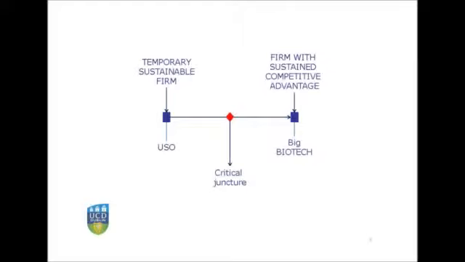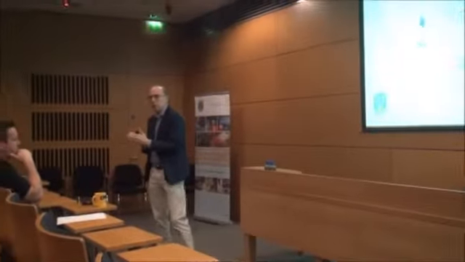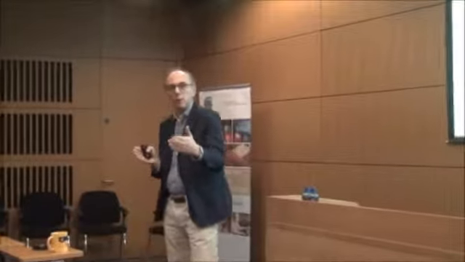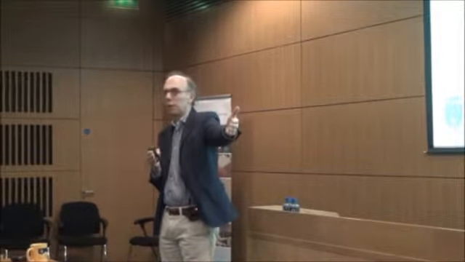Now I drew a horizontal line, and this is an oversimplification. I'm going to change this line in a minute, because it gives the impression that going from a sustainable firm with a temporary advantage to a firm which has a sustained competitive advantage is just a stepwise approach. You take one step and you take another step and still another step, and in the end you end up with a company which is, let's say, unbeatable, okay?